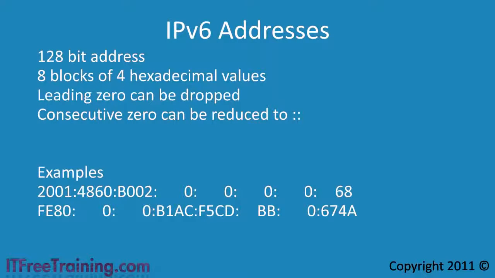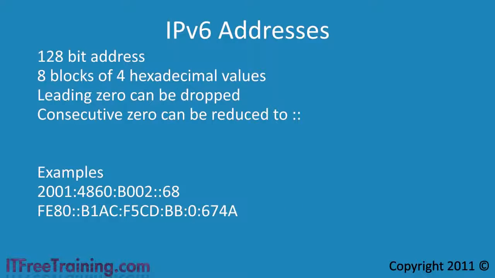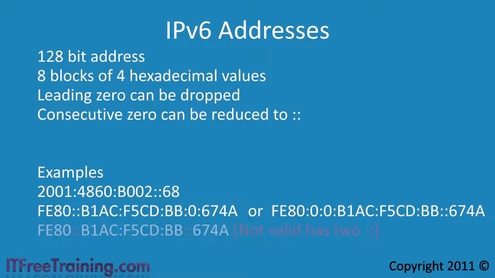Given the example, the first set of zeros can be reduced to a double colon, like this. Also given this example, the last set of zeros in the IPv6 addresses can be reduced. For example, it can be reduced to this. Both of these addresses are valid. However, reducing an address down to a double colon can only be done once per address. Thus, the following address is not valid.